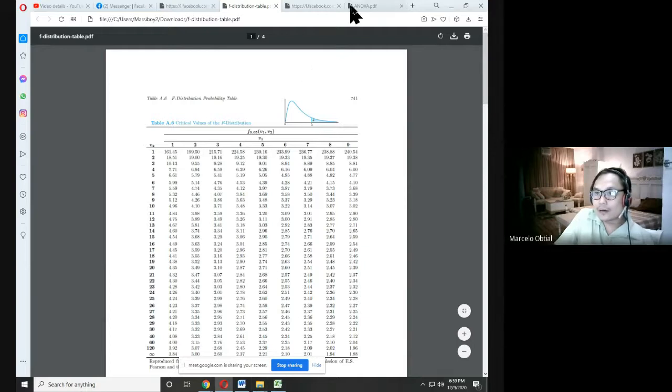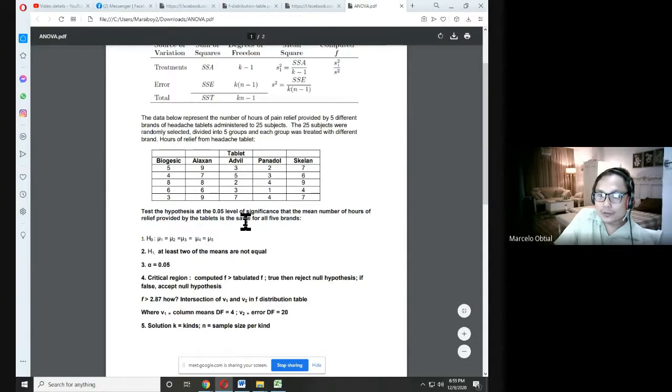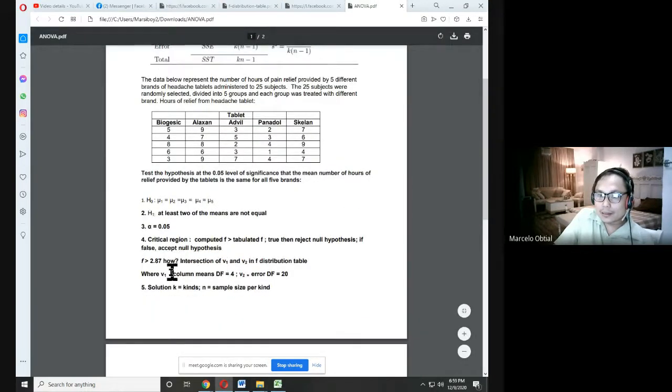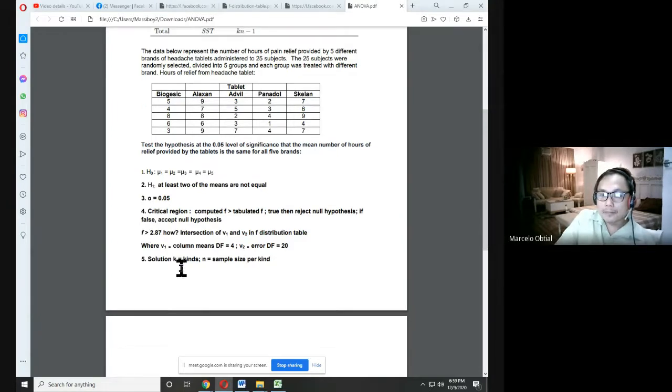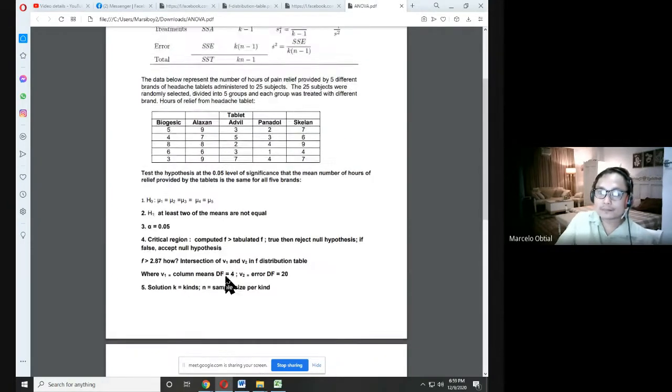So let's go back with our solution. That is why, okay, if F is greater than 2.87, kapag true siya later, okay, we need to reject the null hypothesis because nahulog siya dun sa shaded portion. Kapag false siya, okay, we need to accept the null hypothesis. Okay? Now, let's proceed with the table.